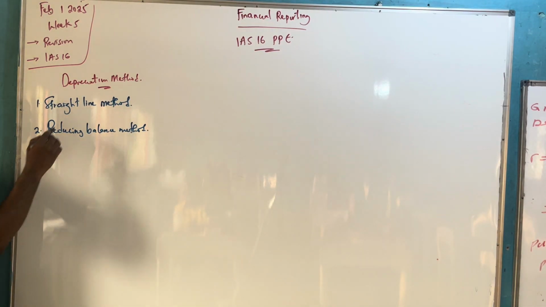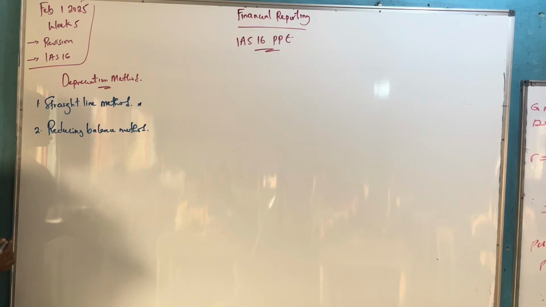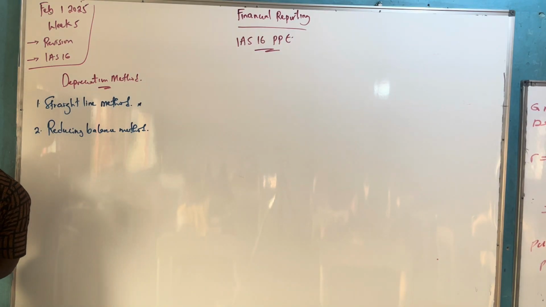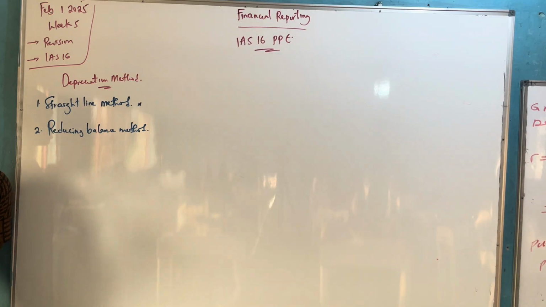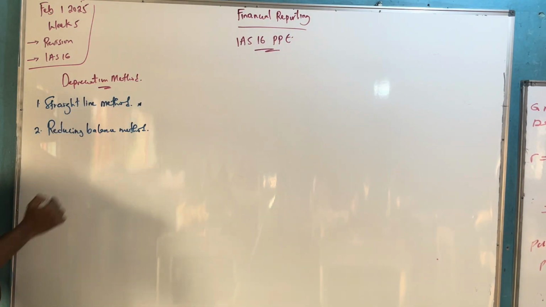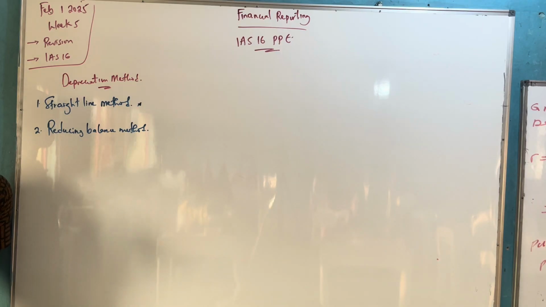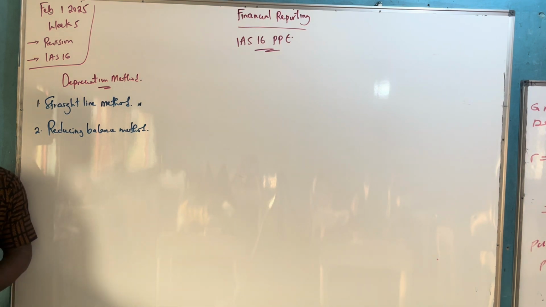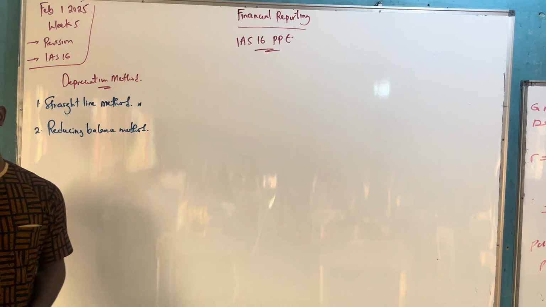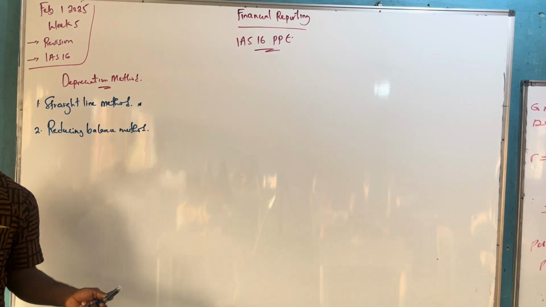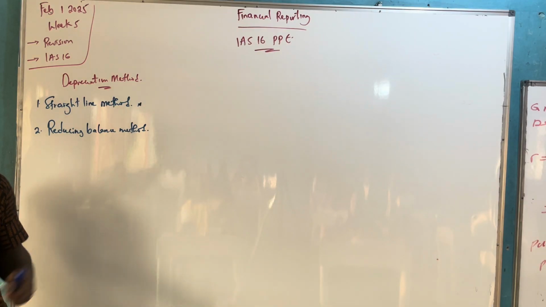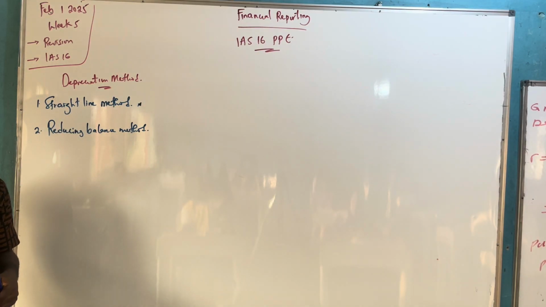You see this straight line method? This method would give you an equal amount of depreciation every year. And you can only use this method if you can estimate that your asset generates an equal amount of benefits every year. So if your asset generates an equal amount of benefit every year, then it makes sense to allocate that cost equally every year. That's when you use the straight line method.